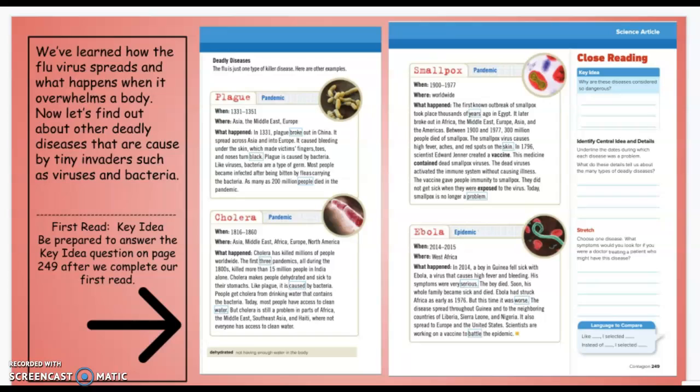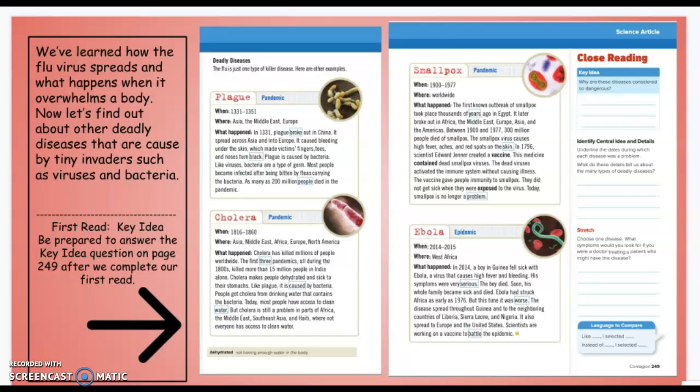Cholera makes people dehydrated and sick to their stomachs. Like plague, it is caused by bacteria. People get cholera from drinking water that contains the bacteria. Today, most people have access to clean water, but cholera is still a problem in parts of Africa, the Middle East, Southeast Asia, and Haiti, where not everyone has access to clean water.